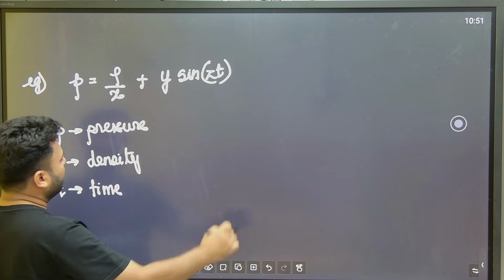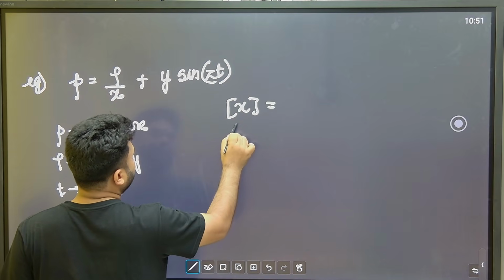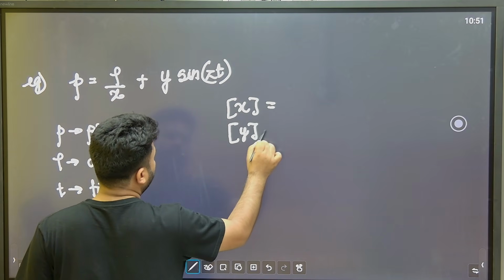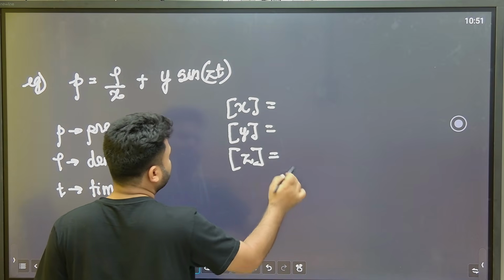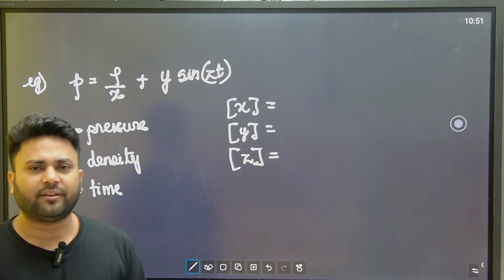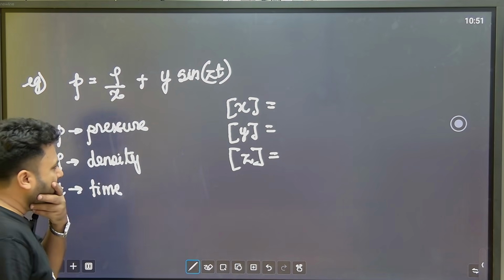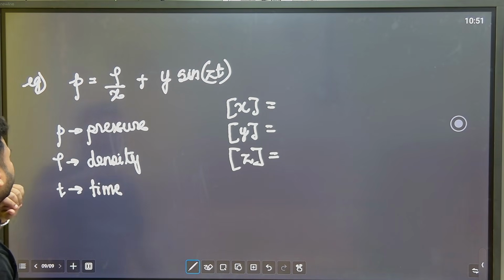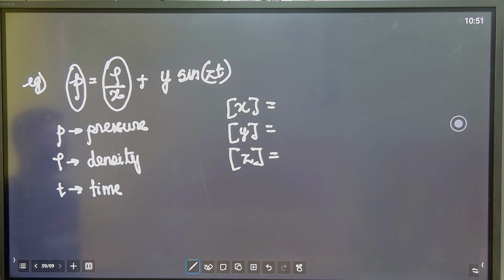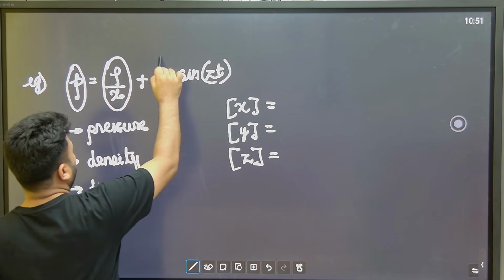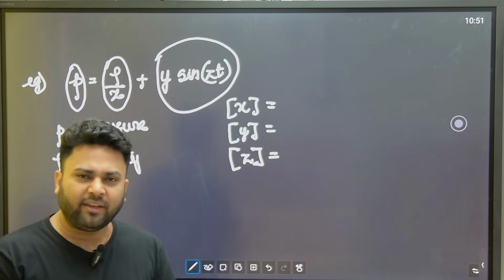Our duty is to find the dimension of x, the dimension of y, and the dimension of z. These three things we have to find. One thing is sure: the dimension of P and the dimension of rho by x will be the same, and the dimensions of all these three terms should be the same.